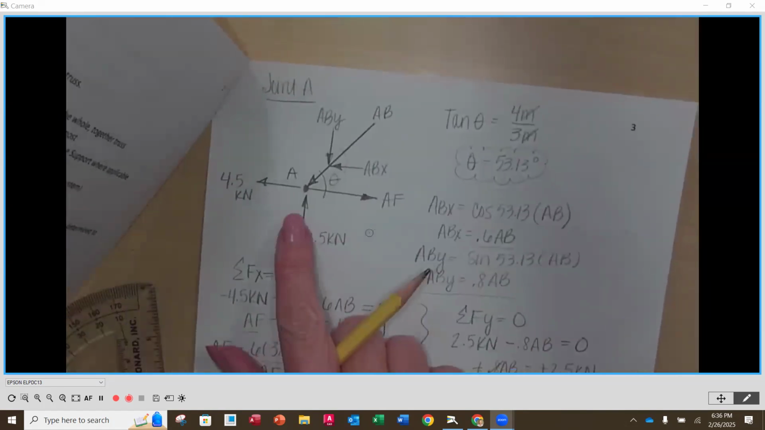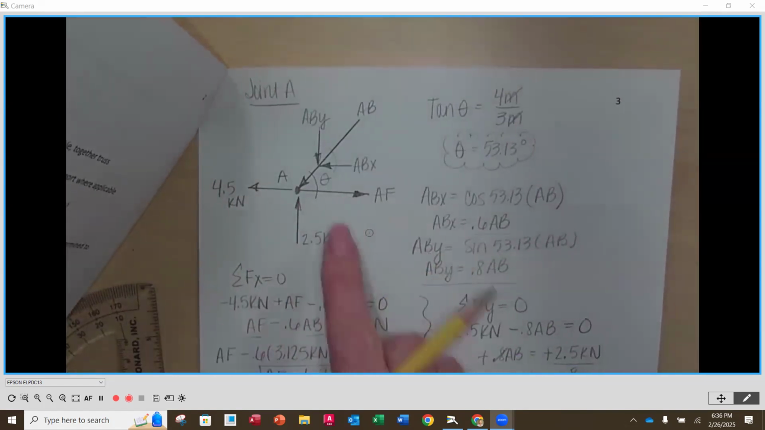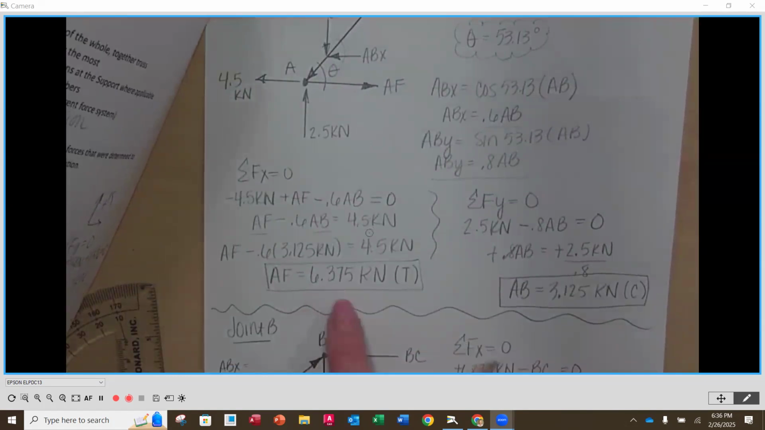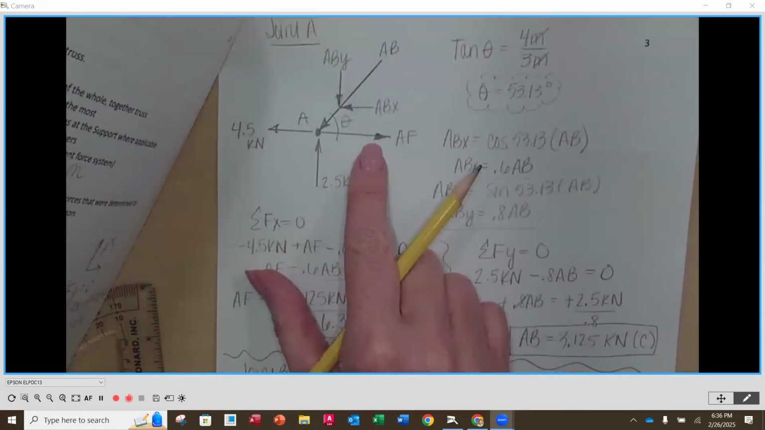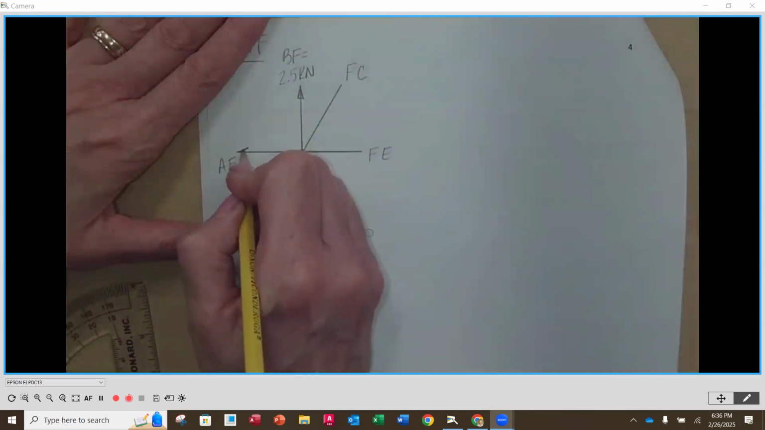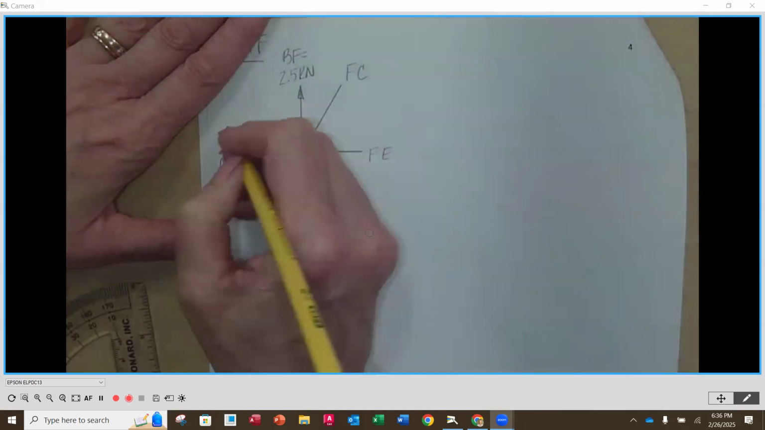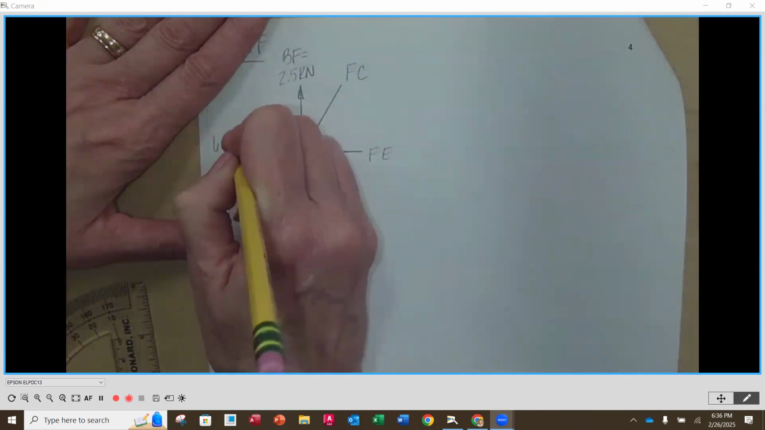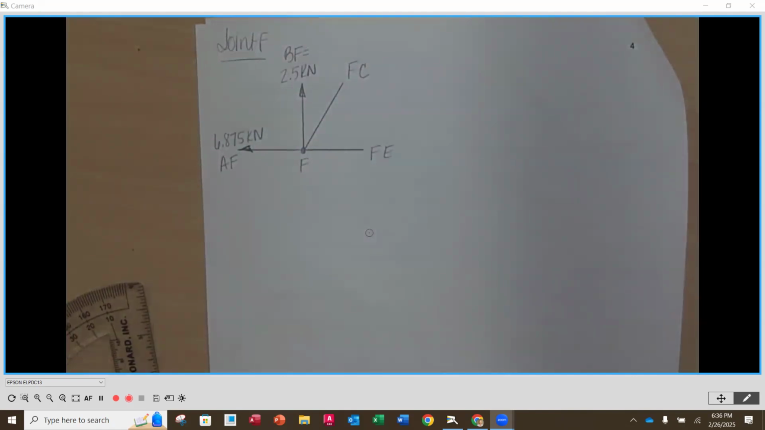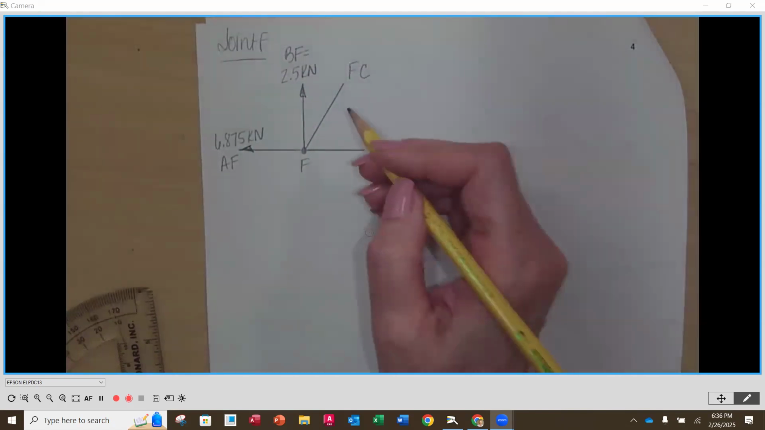AF, we did calculate already back on joint A. So that was in tension, 6.875 kilonewtons, okay? So it was in tension pulling away from A. So that means it's going to be in tension pulling away from F. And it was 6.875 kilonewtons. All right. Now we've got two unknown members, right?